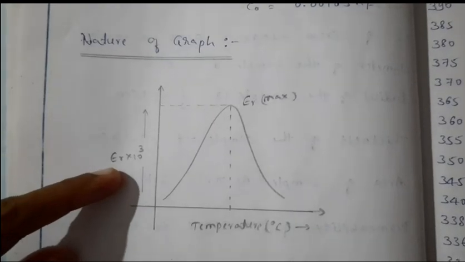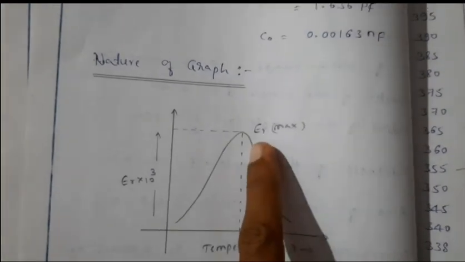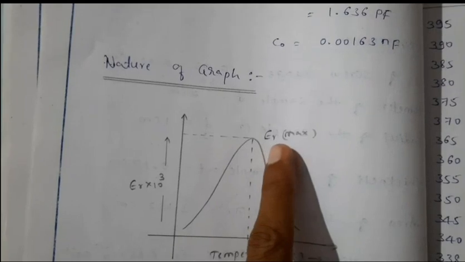The nature of the graph for this experiment is given here. You have to plot the graph of epsilon r versus temperature. This peak is nothing but the relative permittivity.